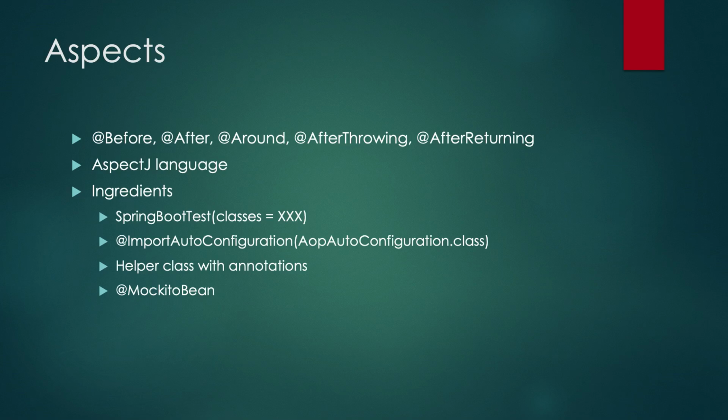So to test aspects, we're going to use, again, a similar recipe with a special ingredient. So we're going to use @SpringBootTest with explicit classes. We're going to import just the relevant auto configuration. And here it's AopAutoConfiguration. So AOP is aspect-oriented programming. So still pretty discoverable, right? Exactly what you need, AutoConfiguration.class. We're also going to add our own little helper class with annotations on it. And then we're going to use a Mockito bean in a special way. I'm going to show you how that works.